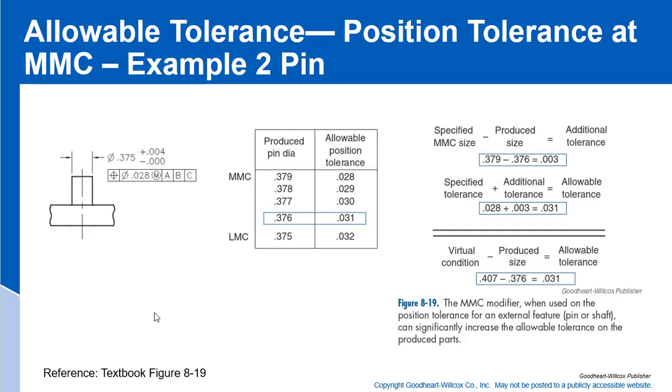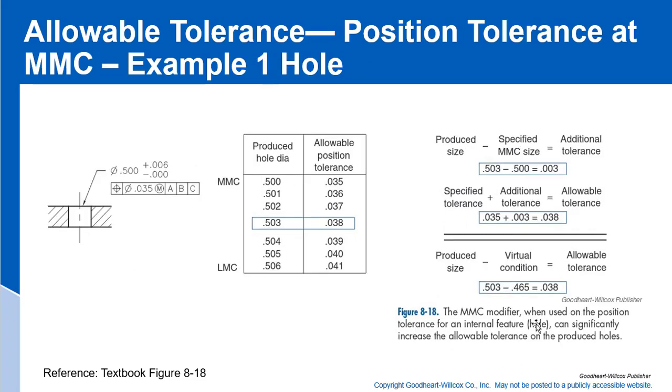We concluded the last slide with an example of the MMC tolerance on an actual position for a hole. Let's refresh our memory with the last example. It's a hole, so what we have is the virtual condition here. The hole is the minimum hole, which is 500 minus the 35 thousandths, which is 465. If we produced a hole at 503 and we subtract the 465, we get our 38 thousandths tolerance.